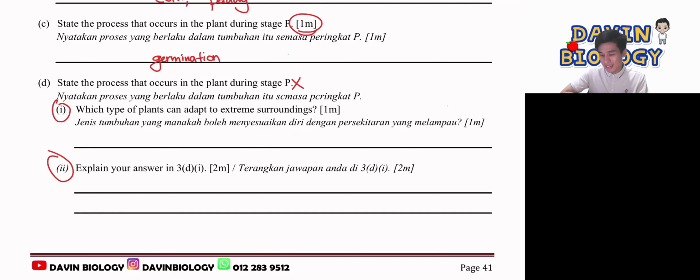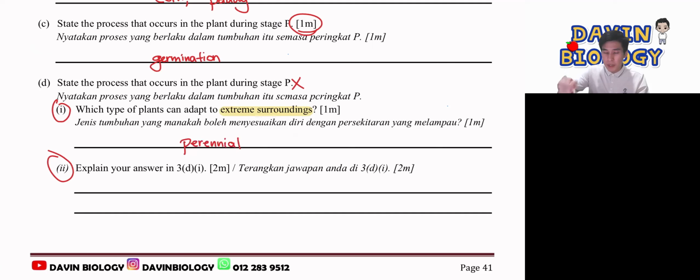Now, which type of plants can adapt to extreme surroundings? So if your surrounding is extreme, very, very windy, suddenly very hot. So out of the three, annual, biennial, perennial, come on, which one do you think survives better? This one we did before in class, the exact same thing. So yes, obviously the answer is perennial. Why?